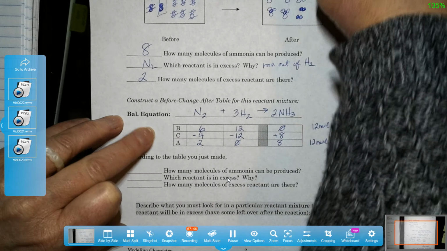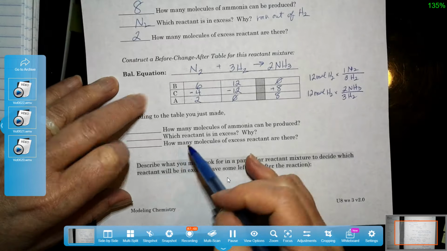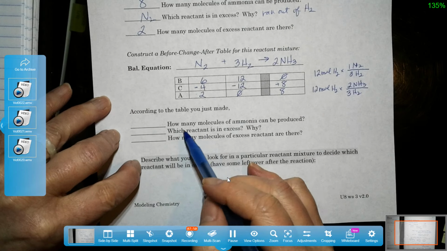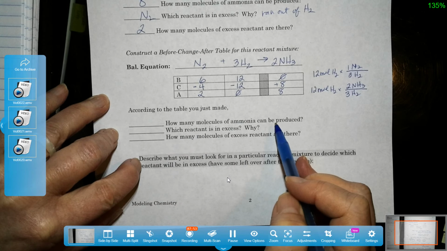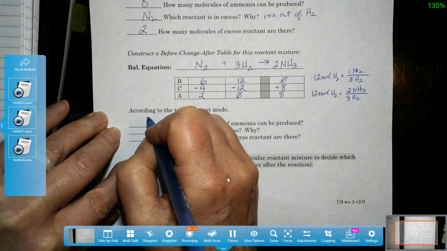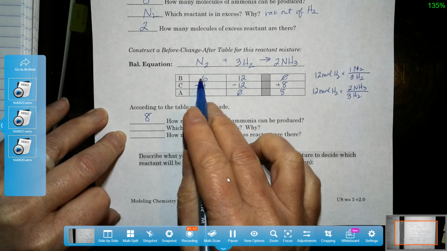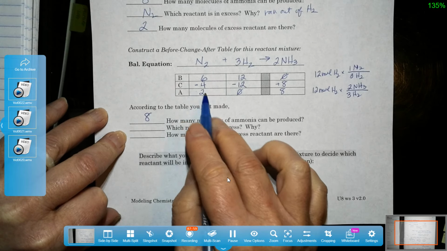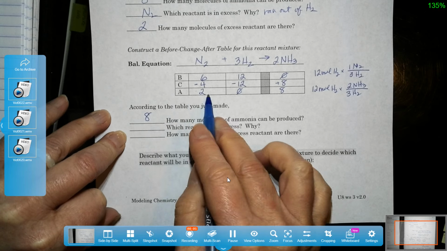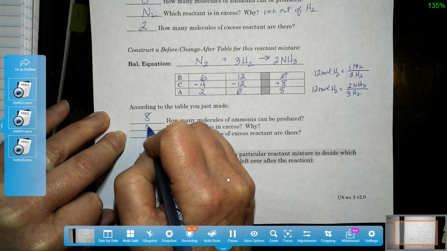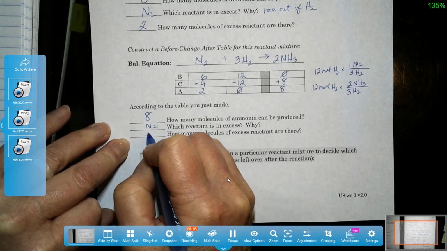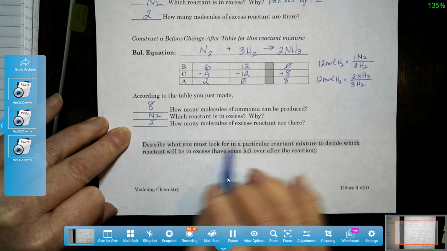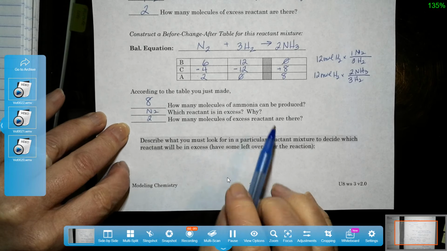Okay, so let's just finish answering these questions here. According to the table we just made, how many molecules of ammonia can be produced? 8, just like above. Which reactant is in excess? The one that has stuff left over at the end. N2, and how many? 2. Okay. All right.